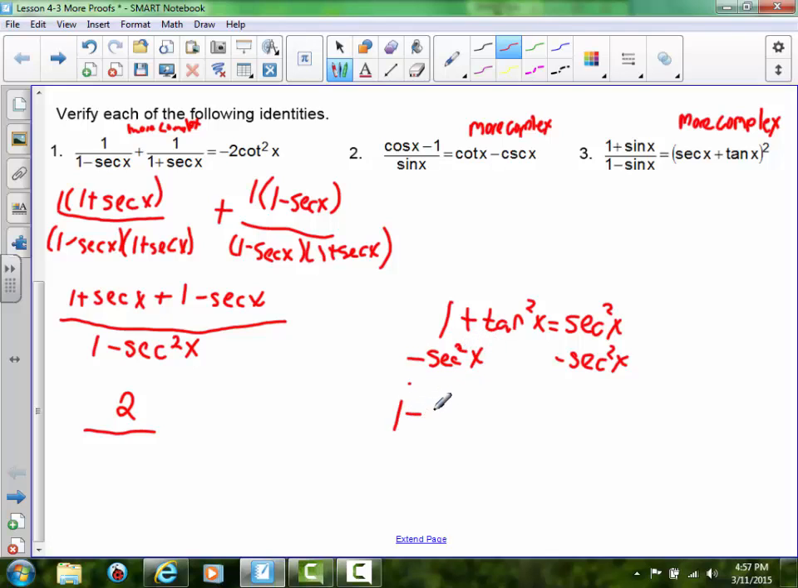So I get 1 minus secant squared x plus tangent squared x equals 0. It's not quite what I wanted. I want 1 minus secant squared x. So I need to subtract the tangent squared x.